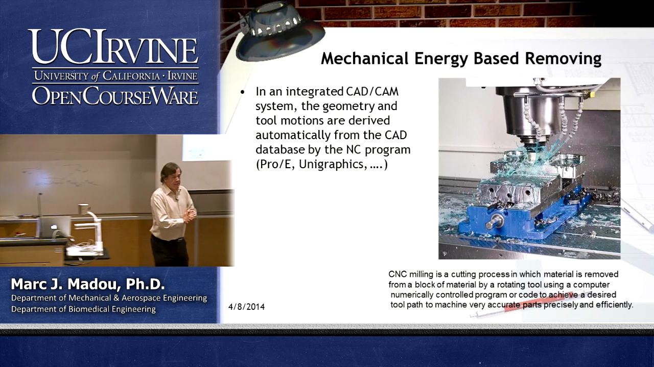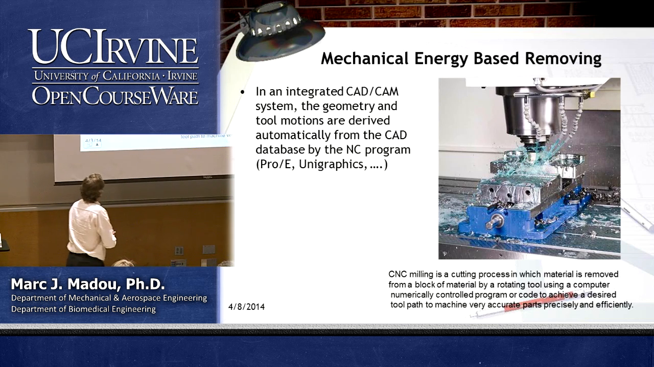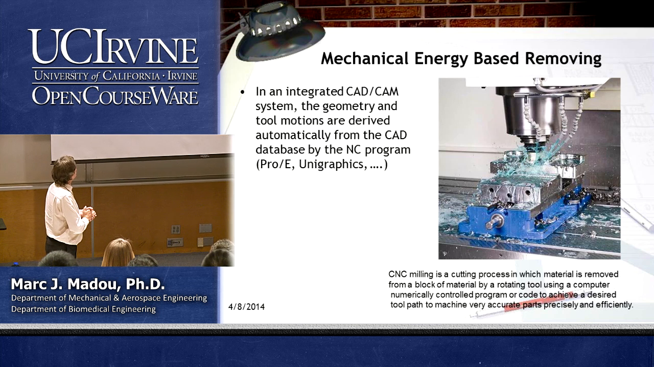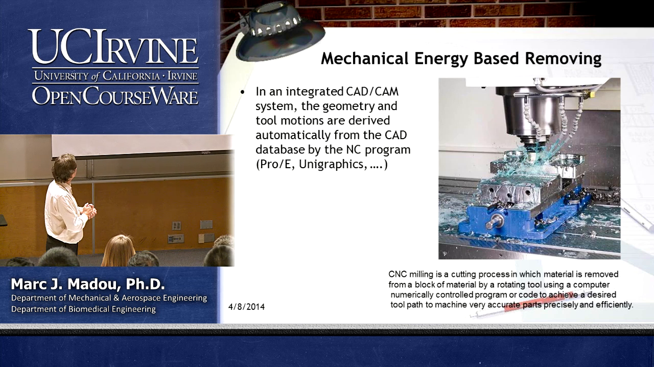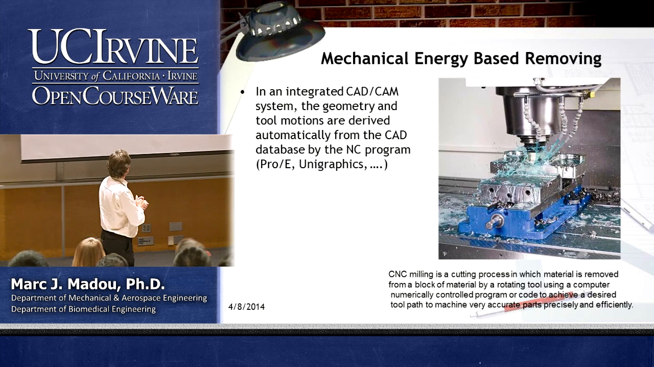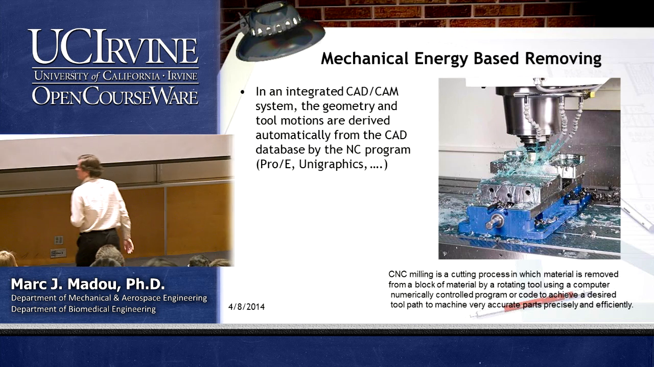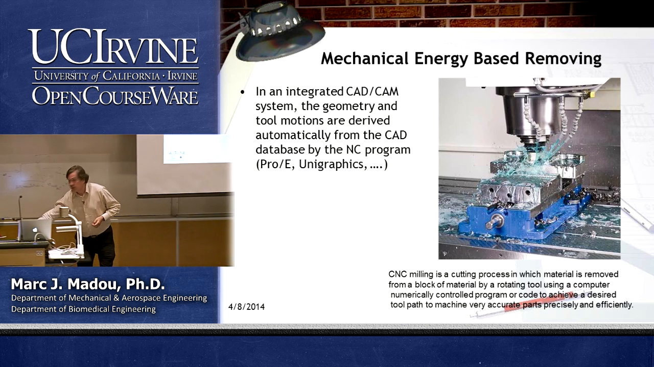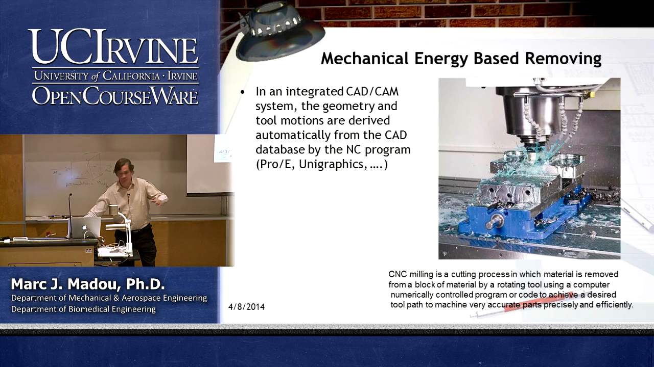So finally, on the CNC machining, in an integrated CAD-CAM system, the geometry and tool motions are derived automatically from the CAD database by the numerical control program. And so again, you will see this in great detail while looking at the actual machine while it's being carried out.